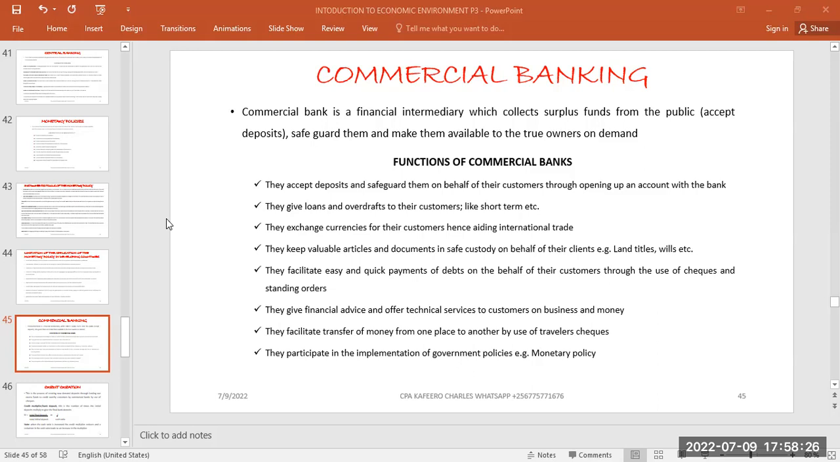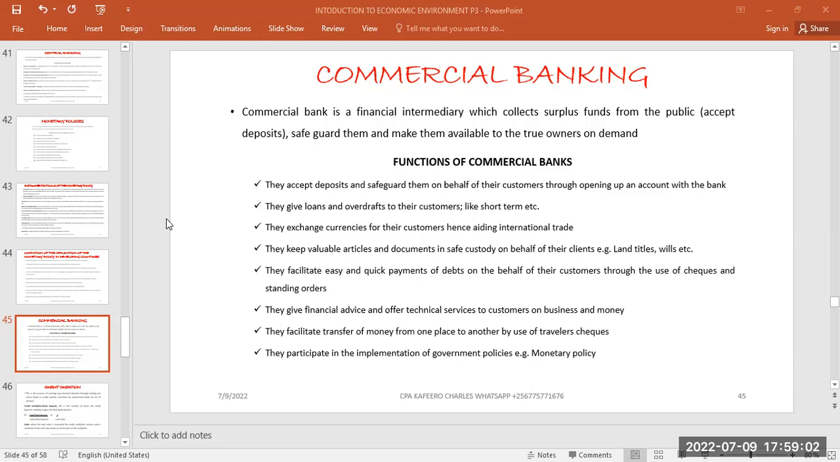And we are going to look at commercial banks or commercial banking. A commercial bank is a financial intermediary which collects surplus funds from the public, that is, it accepts deposits, safeguards those deposits, and makes them available to the true owners on demand or when they need it.